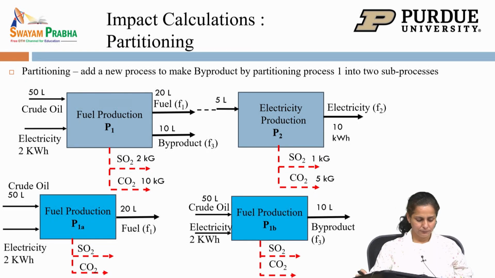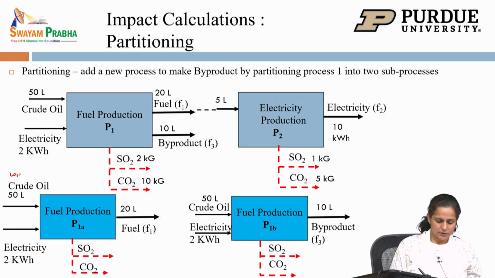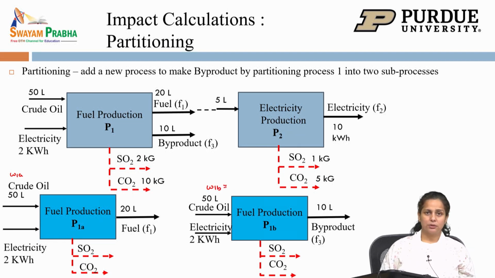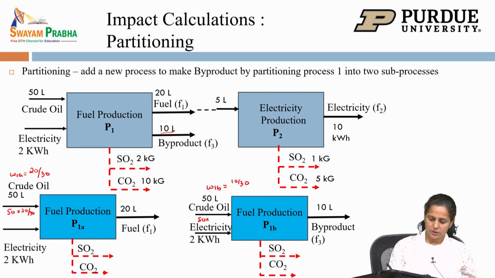So, we will calculate the W1A, which is the weight given to the fuel production P1A, and W1B, which is the weight given to the P1B. So, W1B is 10 by 30 because 10 liters of byproduct and total product is 30, and W1A is going to be 20 by 30. And so, your crude oil will go in for 50 times 20 by 30 for this one, and this will be 50 times 10 by 30. Similarly, for electricity, it will be 2 times 20 by 30 here, and this will be 2 times 10 by 30. Okay. So, now we have calculated that.